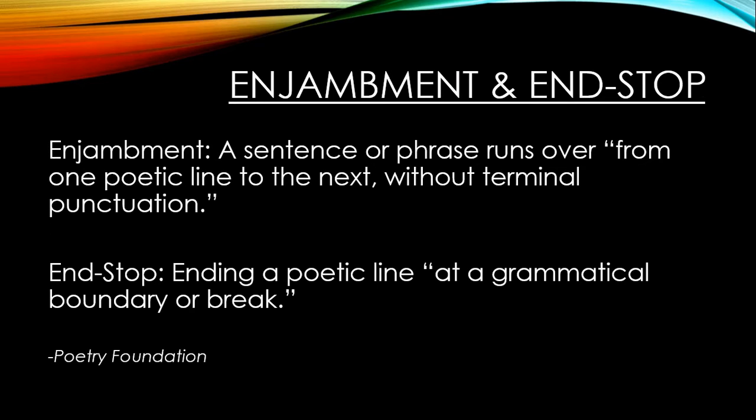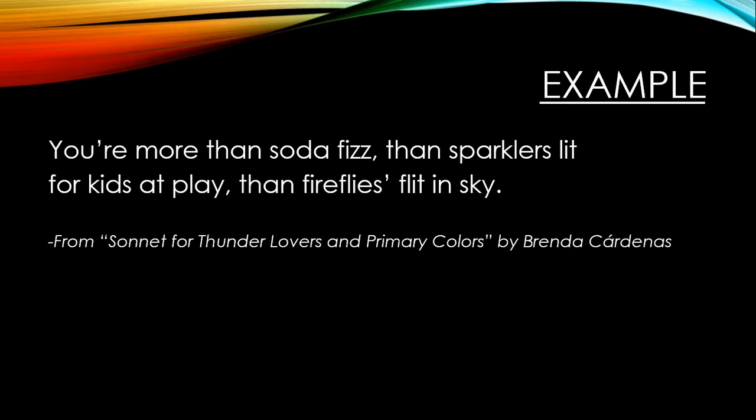Our next terms are enjambment and endstop. Enjambment simply means a sentence or phrase runs over from one poetic line to the next without terminal punctuation. Endstop is the opposite of this, meaning ending a poetic line at a grammatical boundary or break. So let's compare these two lines from Sonnet for Thunder Lovers and Primary Colors.